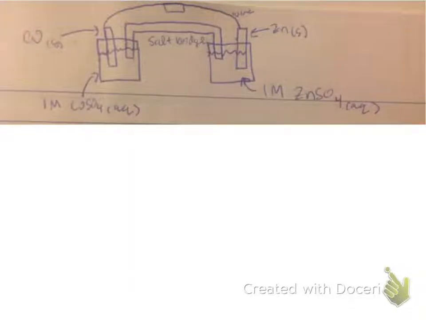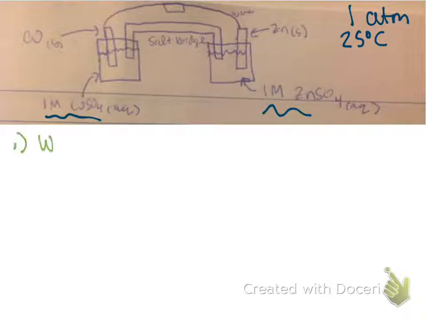Okay, so we're going to be looking at a voltaic cell problem where we don't have it in cell diagram form, but instead we have it in just a diagram or a picture. We're going to say that everything's at standard conditions, so we're going to have 1 atm and 25 degrees Celsius, and we're going to have 1 molarity for our concentrations. And so our first question is going to be, what is the total E cell?